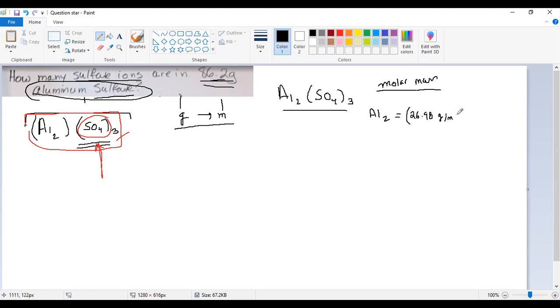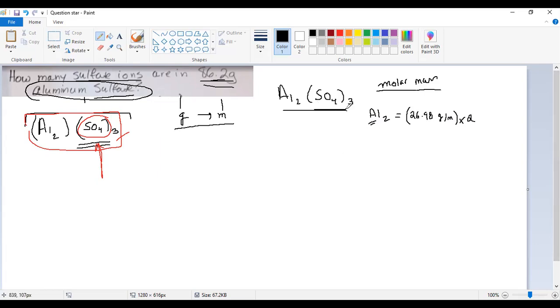And then since I have, so this is like 26.98. 26.98 is for 1 aluminum atom. But if I were to have 2 of them like I do here, I would essentially have to multiply this by 2. That would reflect the accurate molar mass.